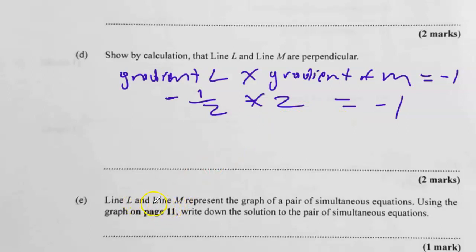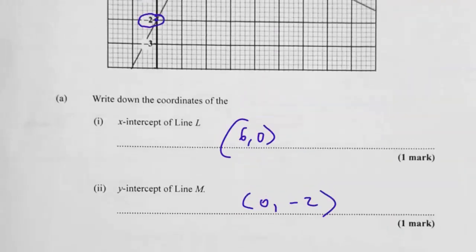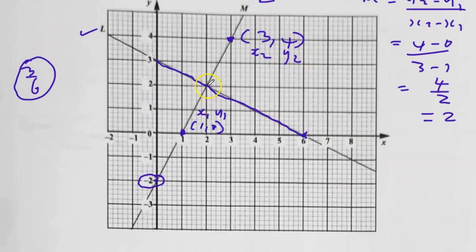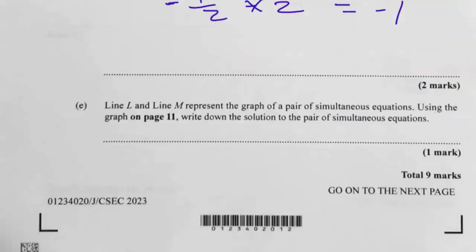Right, now lines L and M represent the graph of a pair of simultaneous equations. Using the graph on page 11, write down the solution to this pair of simultaneous equations. The solution is where L and M intersect. Notice L and M intersect here, at the point (2, 2). So the solution to the pair of simultaneous equations of the lines will be x equal to 2 and y equal to 2.